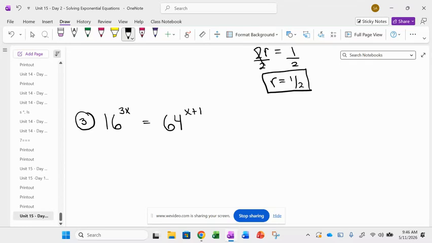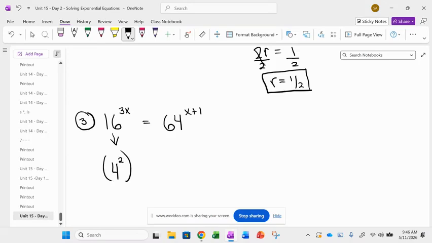Can I change 64 into a base of 16 by raising it to some exponent? No. There's no whole number exponent that I could raise 16 to get me to 64. But can I change them both into a base of 4? So I'm going to do that. I'm going to change 16 into a base of 4.